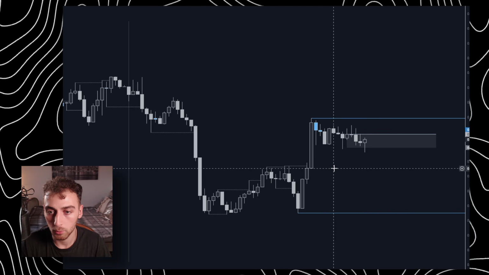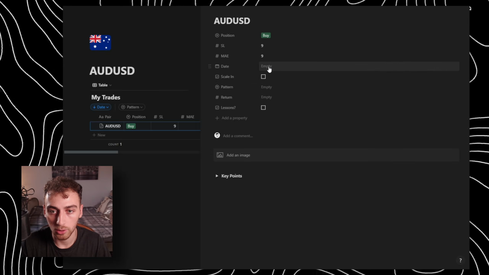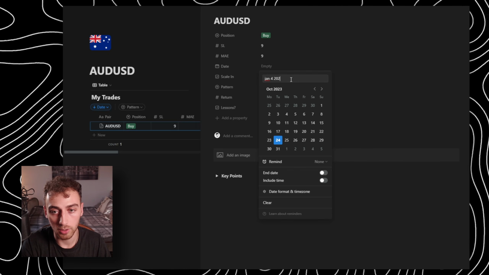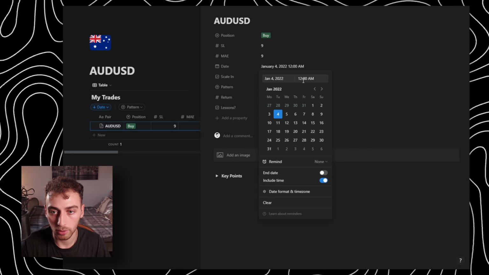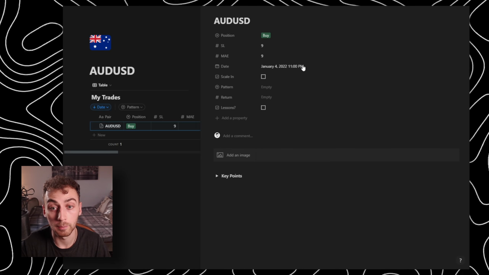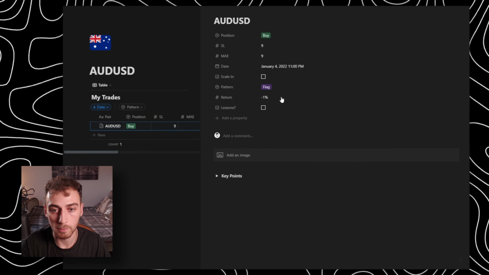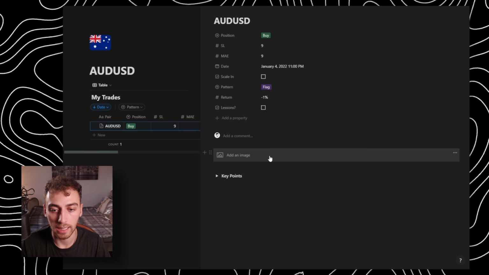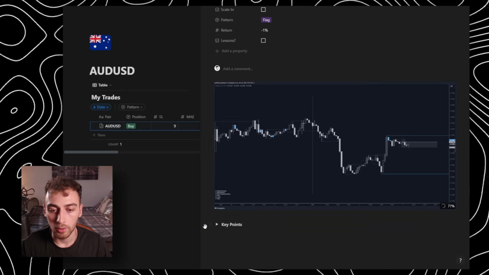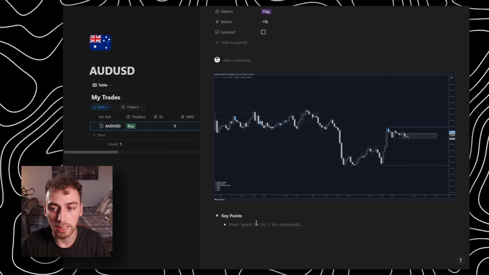So this trade was on the 4th of January at 11 o'clock. The date is really important to get right because you might be referencing this in the future. It wasn't a scale in, it was a flag, and it was a 1% loss. And then what I'll do is I'll add the image. There we go, that's uploading, and I'll write down any notes at the time.